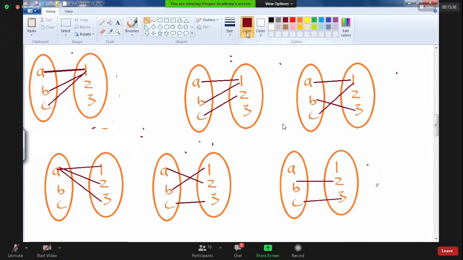Whatever theoretical doubts you have, that will clear all of it. Let's talk about the first one. First one is many to one, because many of the elements are getting connected with one only. Is there any other type which we can write here? Into or onto? It is into because two elements are left alone. So it is into. First one done.